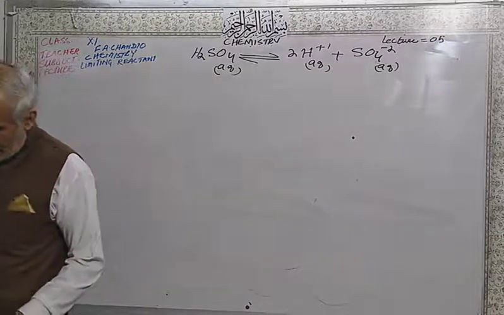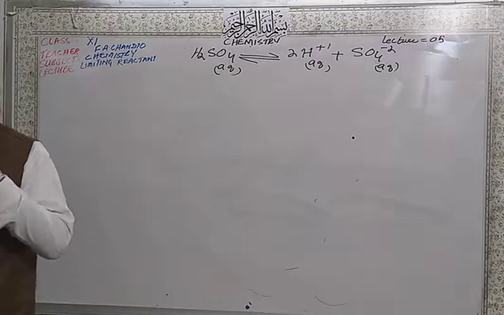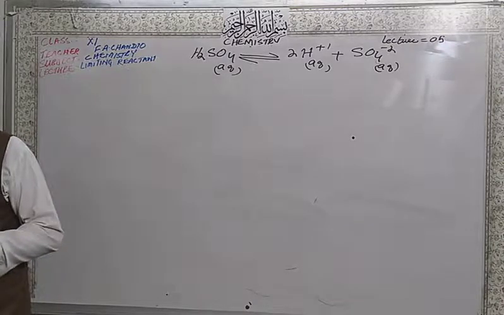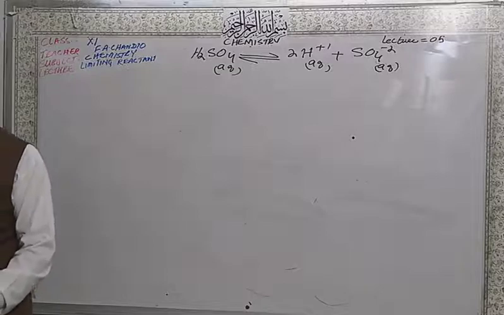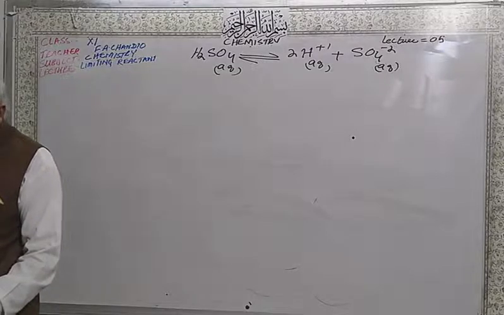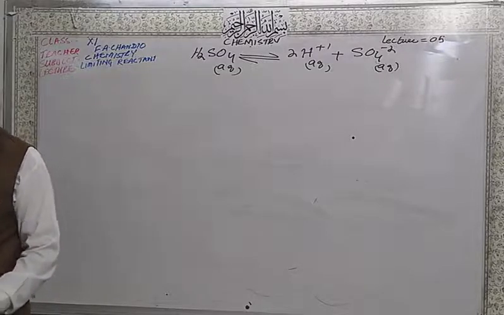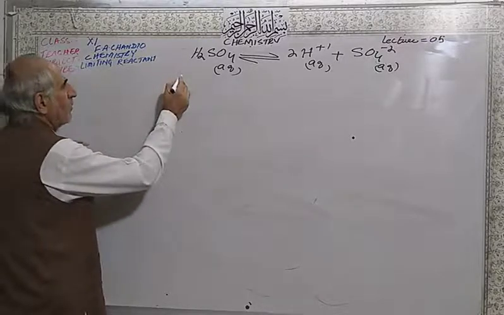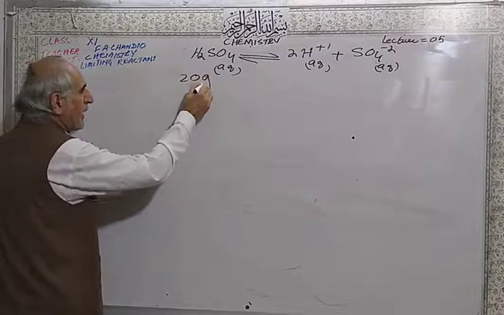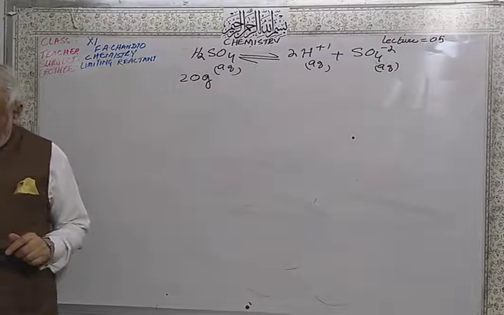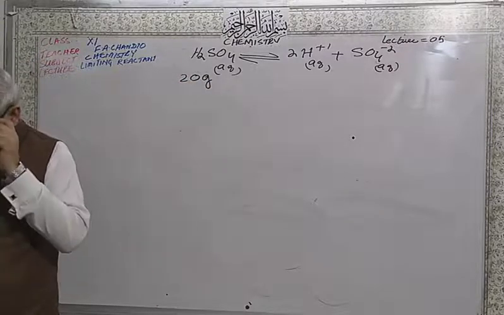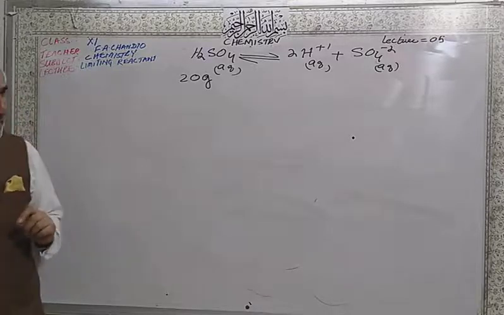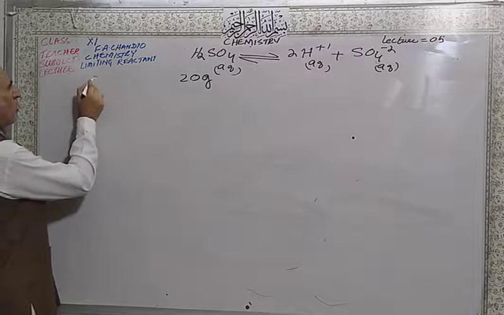So this is the same example number 1.5. If you see your book, 1.5 simple example, this is part B. 1.6, 20 grams of sulfuric acid are given. And the question here is the number of sulfuric acid molecules.